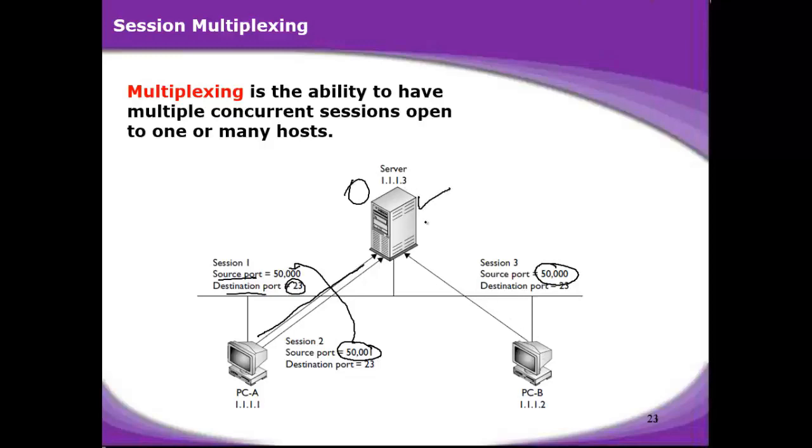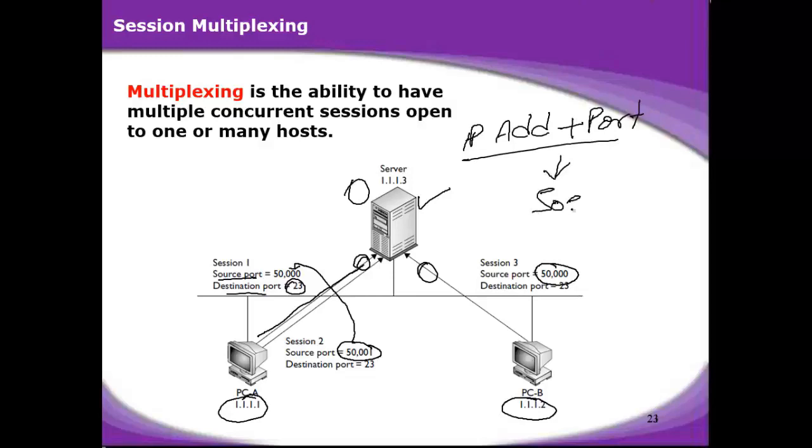So now a big question for this server is how to make a differentiation between this connection, which is having the source port of 50,000, and this connection also having the source port of 50,000. So now comes the role of the IP address. It is coming from a different IP address, and this is from a different IP address. So you can say that the transport layer multiplexes the different connections using the IP address plus port numbers, and this is something called a socket. So a socket is used to multiplex multiple connections, multiple sessions open to one server or many servers.